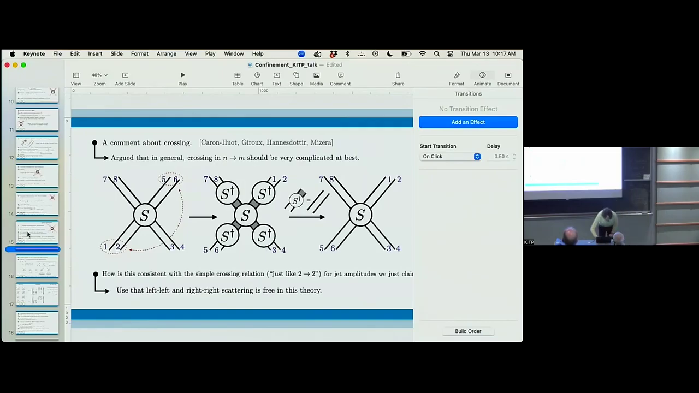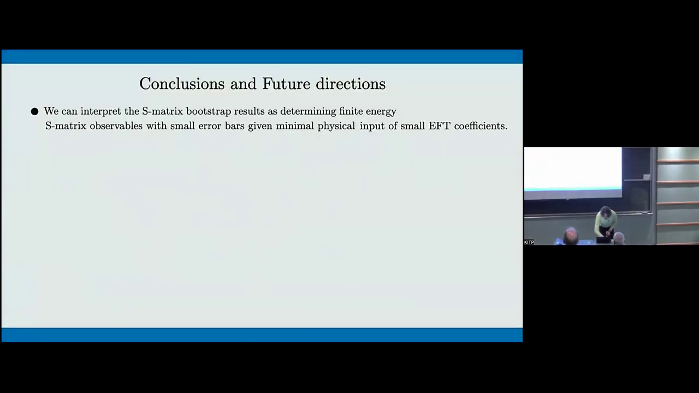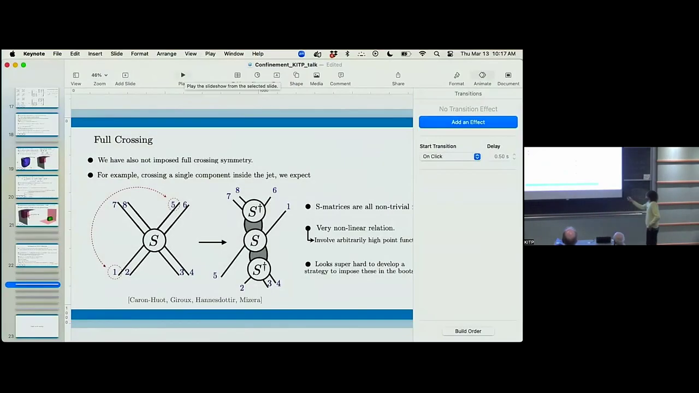However, here, if you try to cross inside the jet, naively say, okay, now this will mix my various jet states. That's a true statement, but it will be a very nonlinear relation between the S-matrices. In particular, it will be cubic. It's way beyond the framework of semi-definite programming. It involves infinitely many objects right away, and so on. Thanks.